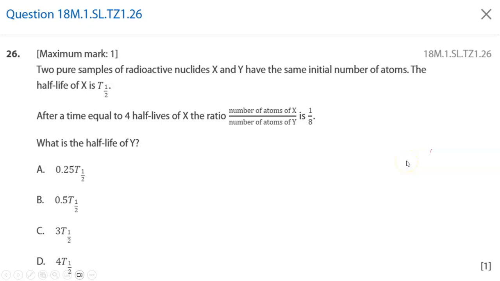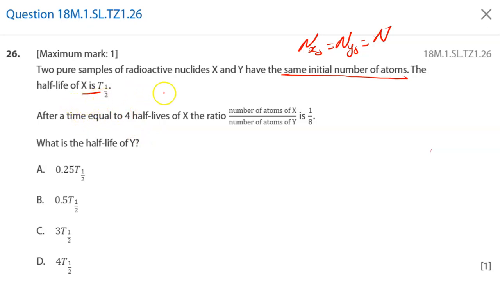Okay, so a question in radioactivity: two pure samples of radioactive nuclides X and Y have the same initial number of atoms. So originally we know that N_X node equals N_Y node. You have the same number. We don't know the number, but we still can assume it. Let's say for now it's N. The half-lifetime of X is T half.